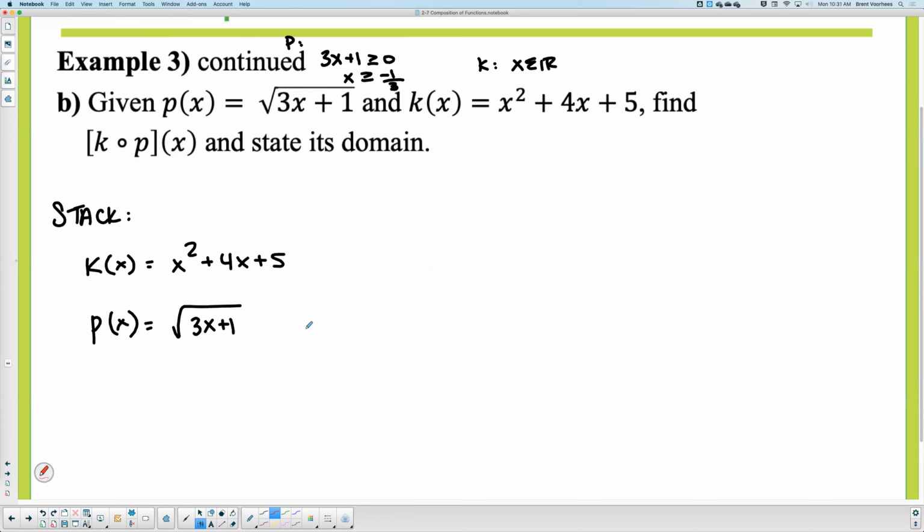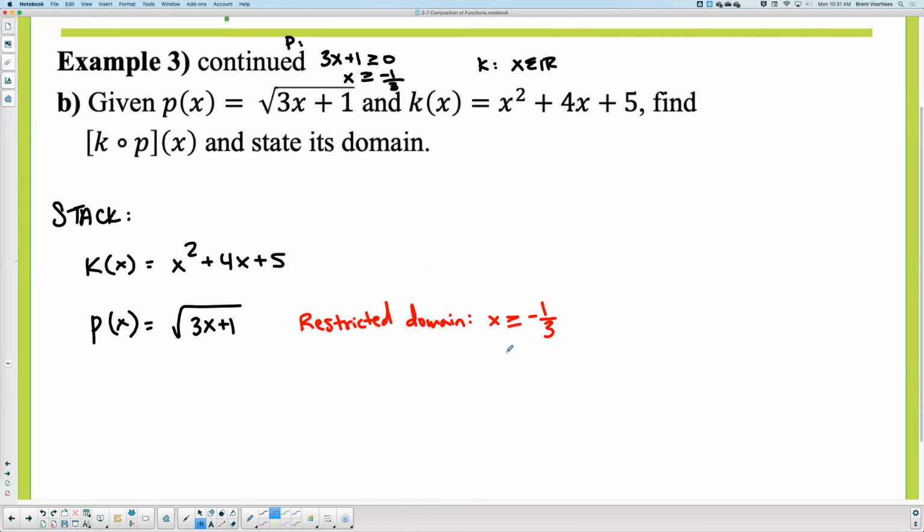I'm going to go ahead and write off to the right. We already found the restricted domain. The restricted domain is what? We already solved: x is greater than or equal to negative 1/3.